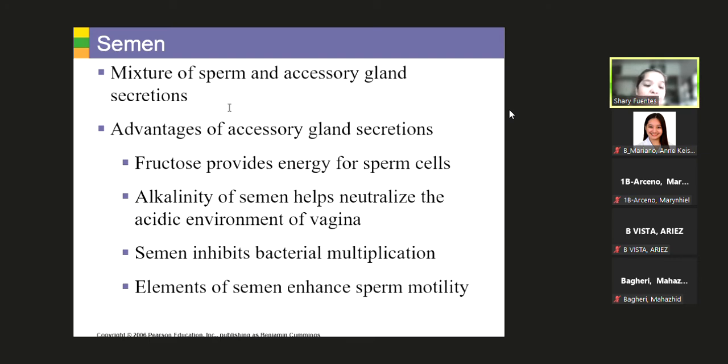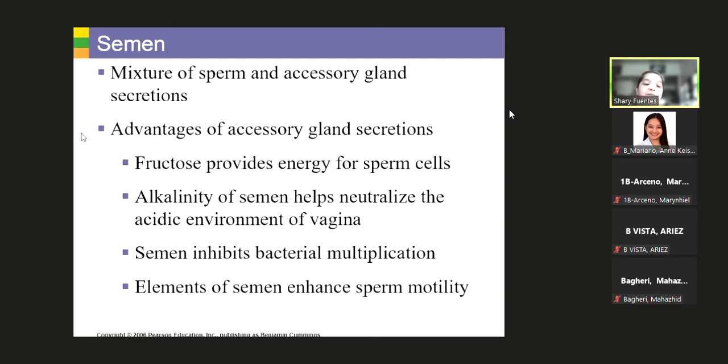Okay? So, advantages of accessory gland secretion. Okay? The fructose provides energy for sperm cells. The alkalinity of the semen helps neutralize the acidic environment of the vagina. Semen inhibits bacterial multiplication. And elements of semen enhance sperm motility.